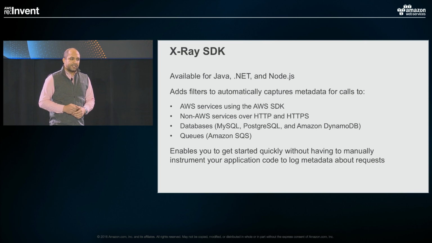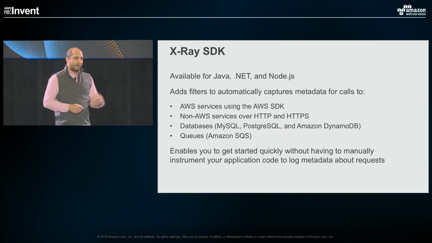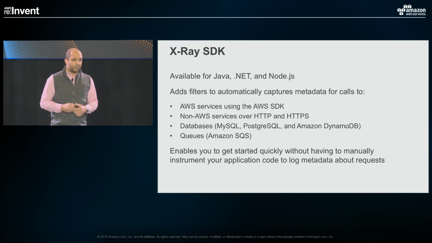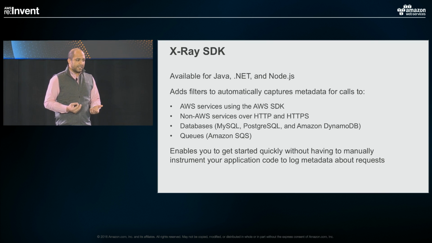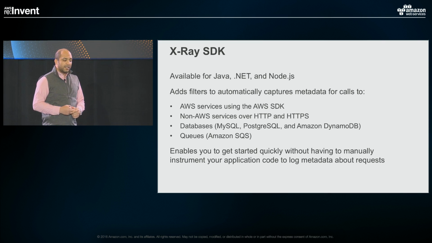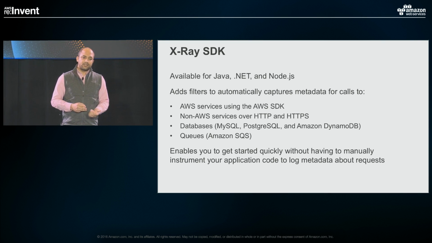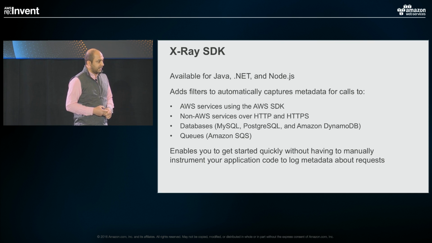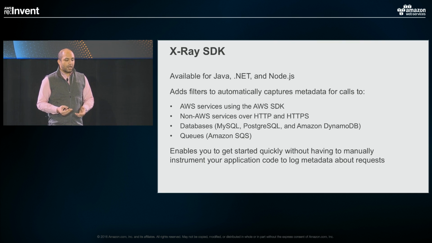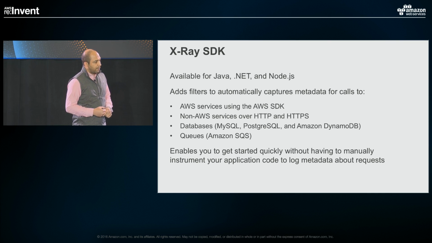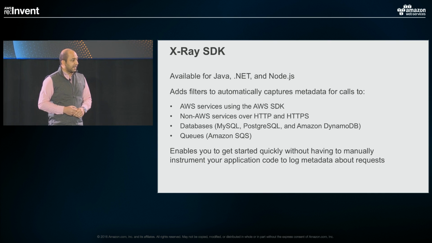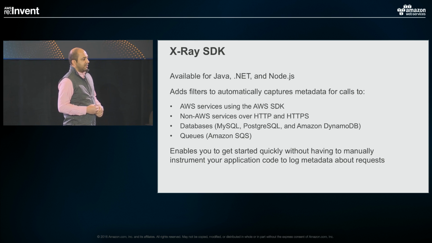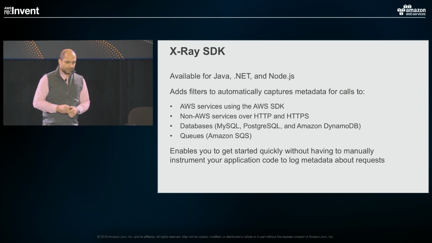So as I mentioned, you start with our SDK, and you include it in your application. Available today is the X-Ray SDK for Java applications, .NET applications, and Node.js applications. What our SDKs do is essentially add filters to automatically capture metadata for calls to AWS services using the AWS SDK. We capture calls to non-AWS services over HTTP or HTTPS. We also have plugins that capture data from MySQL and Postgres drivers. And additionally, the AWS SDK captures data for Amazon DynamoDB. And we've also instrumented our SDK to capture specific information for queues using Amazon SQS.